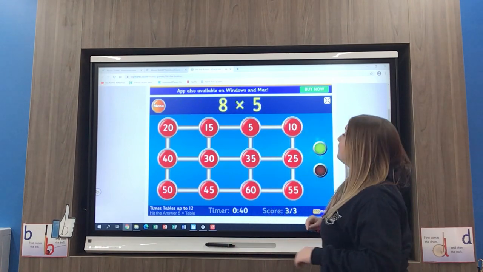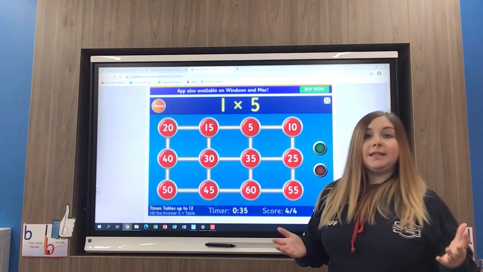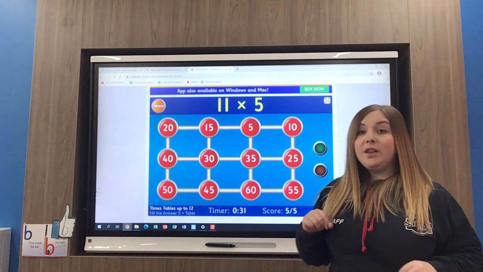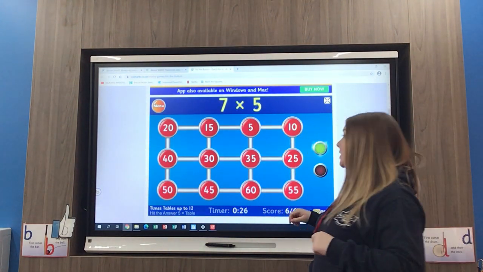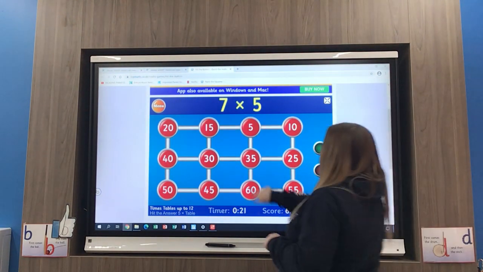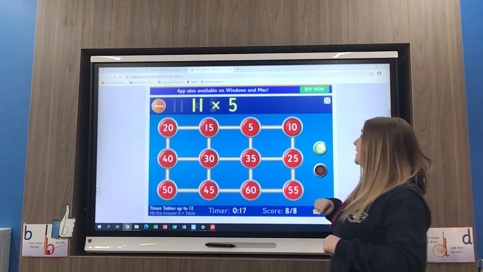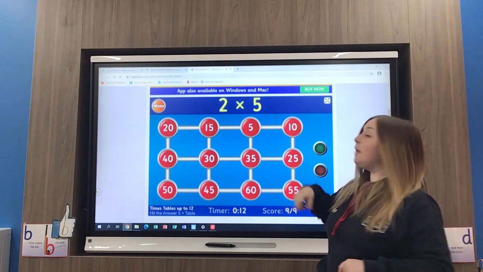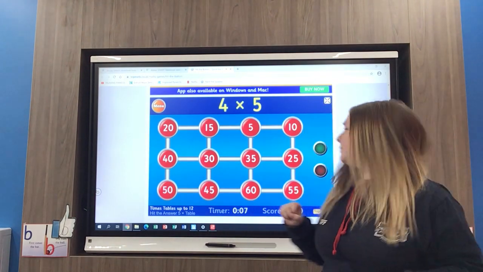10 times 5, we know that one really quick, really easy. It's 50. 8 times 5, we've just had that one. 1 times 5, again, a nice easy one. What's 1 times 5, Year 4? That's it. 11 times 5. 55, well done. We're super at these, Year 4. Keep going. 7 times 5. 35. 2 times 5. That's 10. 11 times 5, we've just had that one. 2 times 5, we've just had that one. 4 times 5, that's a new one for today. That's 20.